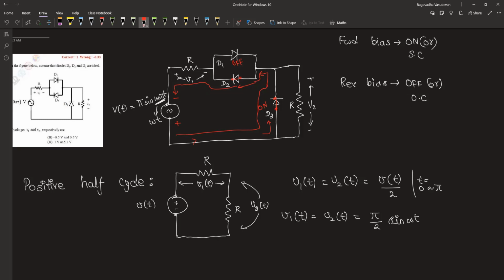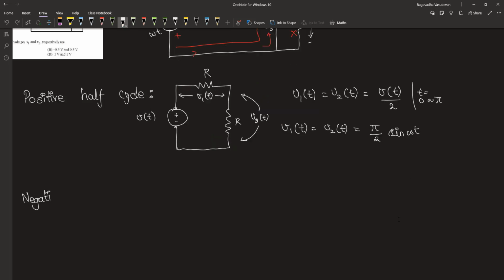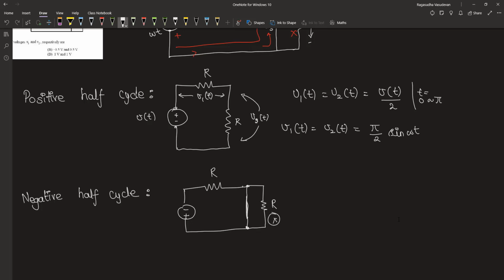So, there won't be any current passing through this resistor R. The current will directly pass into the short circuit back to this resistor. During the negative half cycle, the current flows through the shorted path back to the resistor R. This second resistor is connected in parallel to this shorted path, therefore no current will flow through this R. Therefore, V1 of t will be V of t, which happens to be negative, which is equal to pi sin omega t, and V2 of t will be 0 volt.